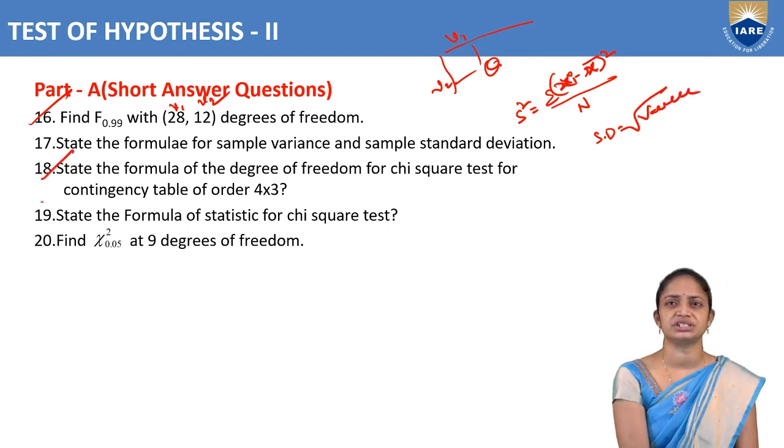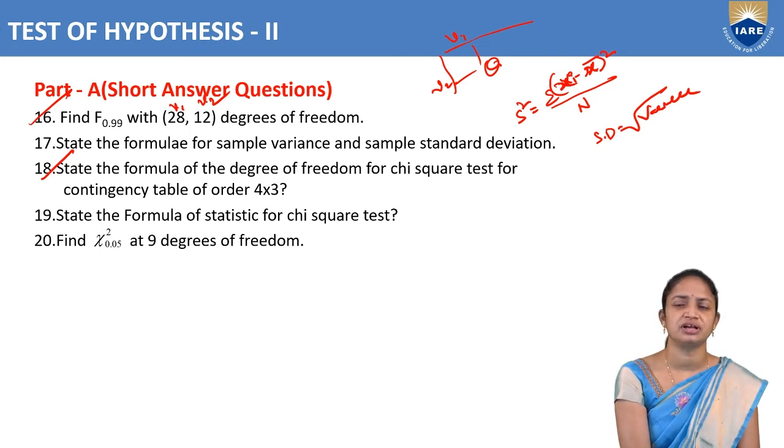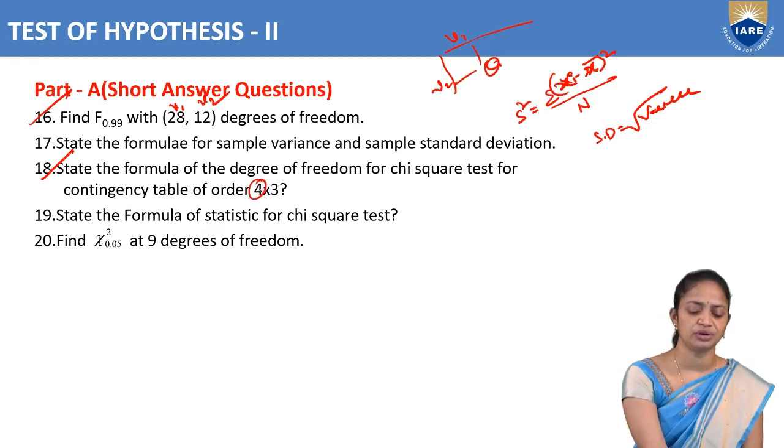Coming to the next question: state the formula of the degrees of freedom for the chi-square test of a contingency table of order 4 by 3. So here, how many rows are there?